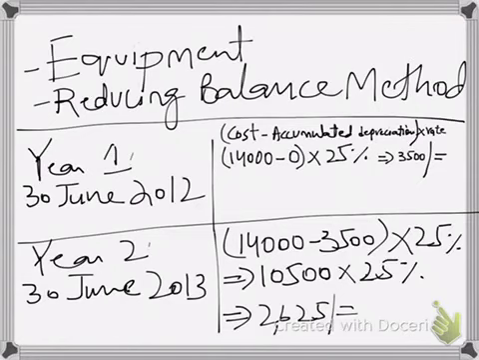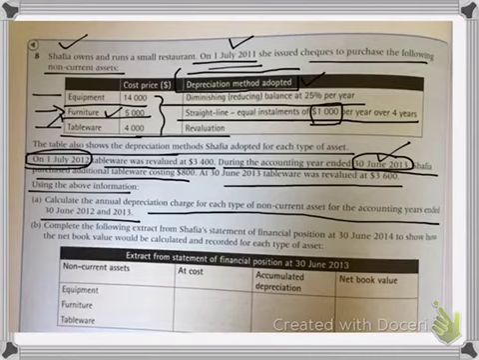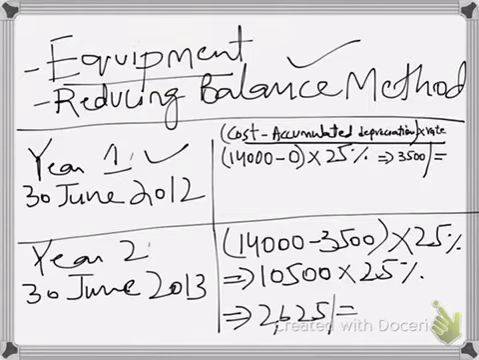So this is how you calculate depreciation for equipment. Obviously we needed to use the reducing balance method, and we needed to do it for 2 years. For year 1, obviously the formula is cost minus accumulated depreciation multiplied by rate. So you can see the cost of equipment is 14,000. So 14,000 minus accumulated depreciation. Obviously this is the first year, so there will be no accumulated depreciation, it will be 0. And then you multiply it by the rate, which is 25%. You get the answer of 3,500, which is your annual depreciation.